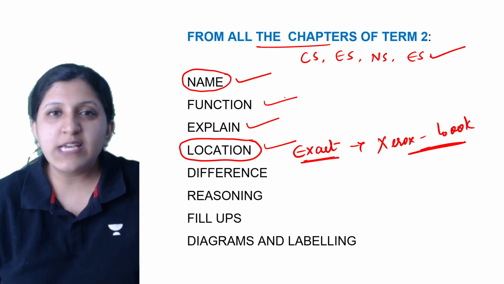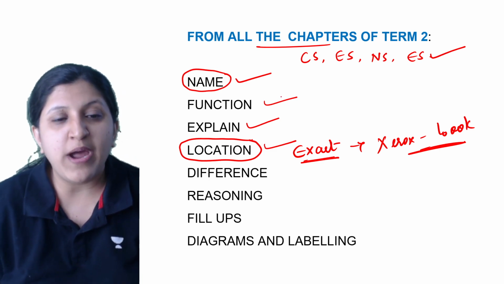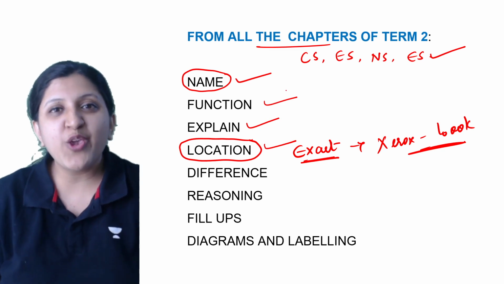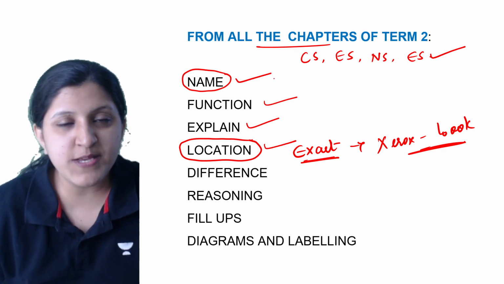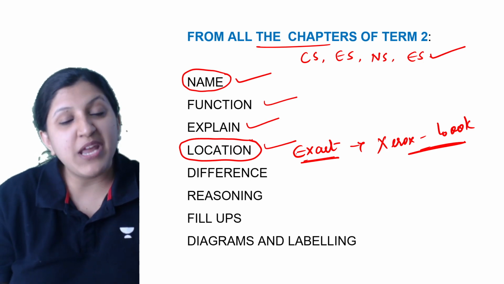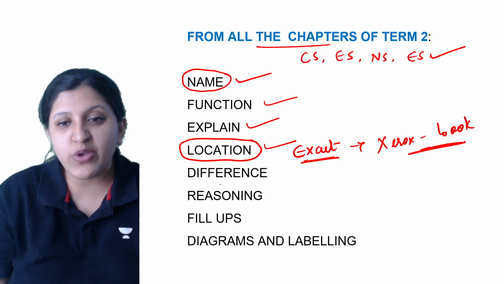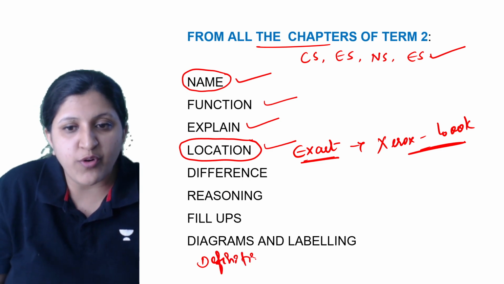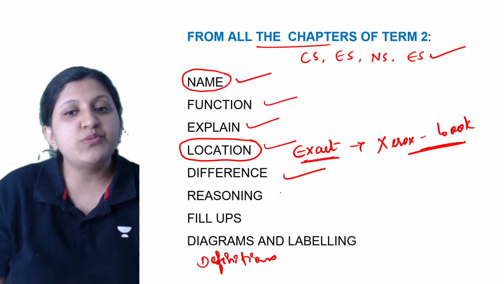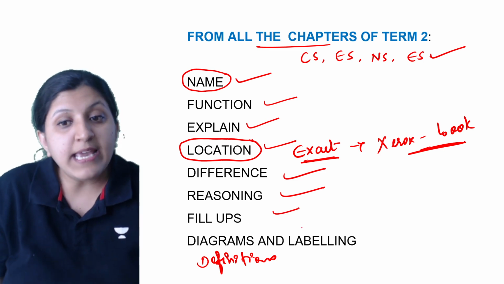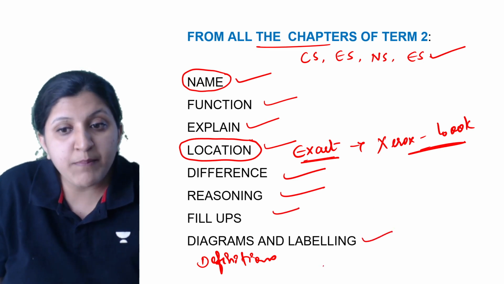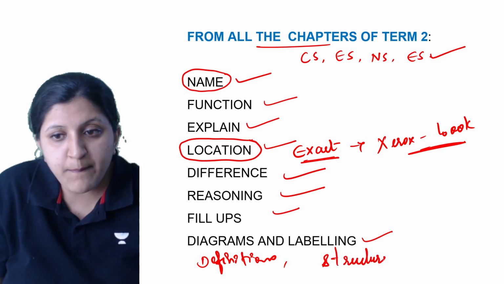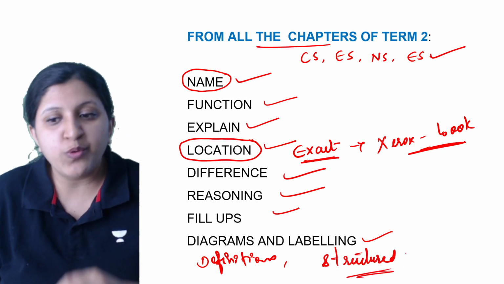Right. So laws and all you do not have, but for term 1 you had. So laws also should be exactly the same. You cannot make your own sentences and write laws. There also it has to be the same. Definitions as well: here I have not included them, so definitions also you need to go for. Alright. So differences, reasoning, fill-ups, diagrams and labeling, the diagram based questions. The structured questions that are there, or diagram based questions, that also you need to prepare.